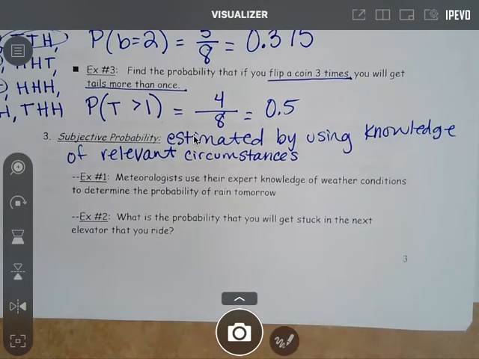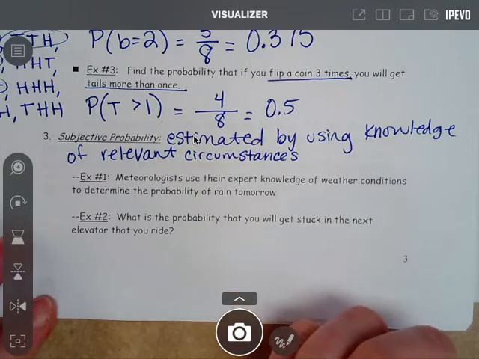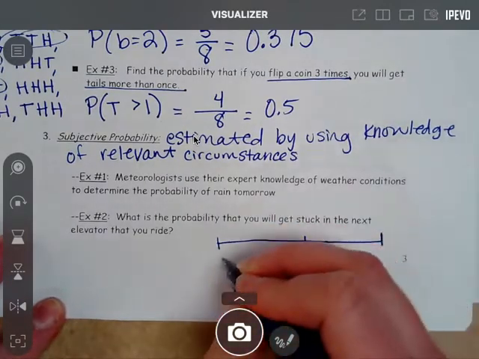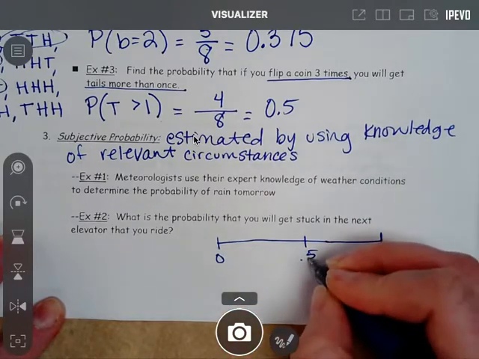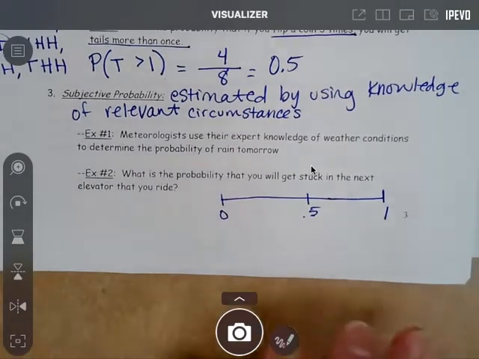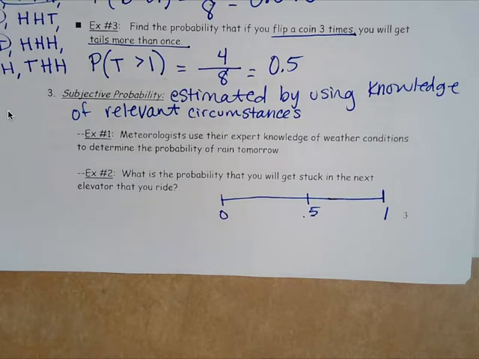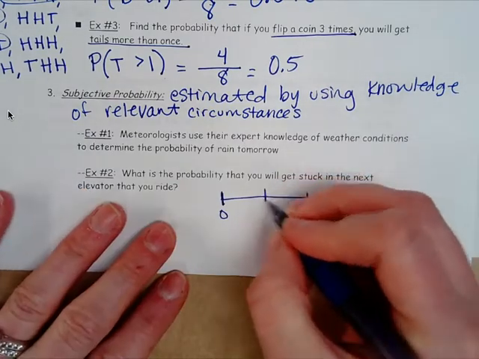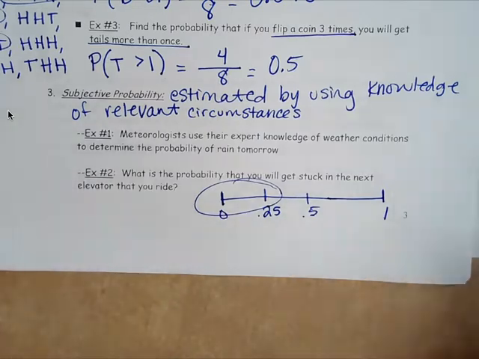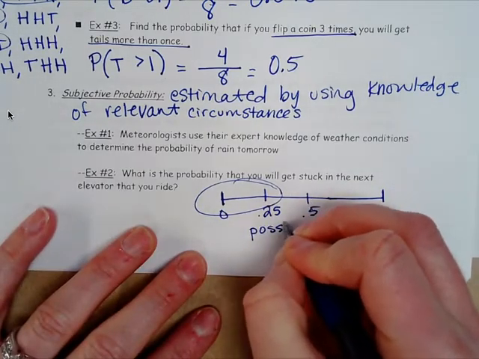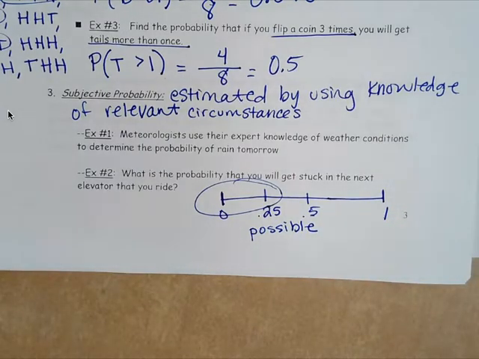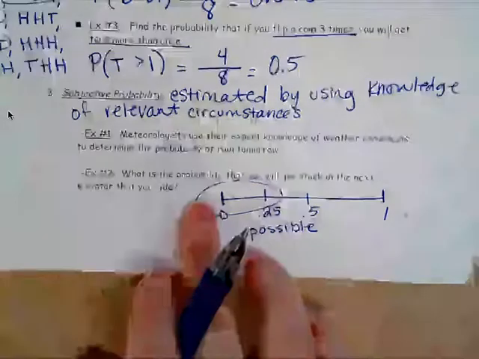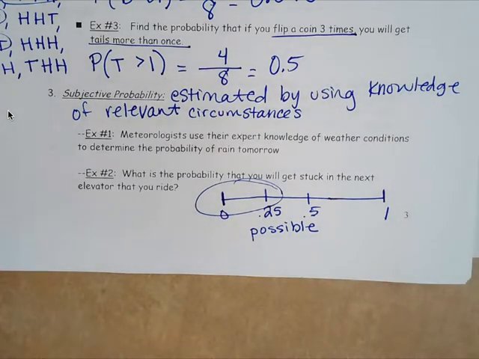Example two is, what is the probability you will get stuck in the next elevator you ride? So where would it fall on this? Based on your experience, what's the probability you'll get stuck in the next elevator you ride? You don't think it's, you think it's impossible? It's possible. Yeah. I would say 0.25 because it's, you know, around there. But let's say you have really bad luck and every elevator you go on, it gets stuck. Then you'll be like, I think it's closer up here.